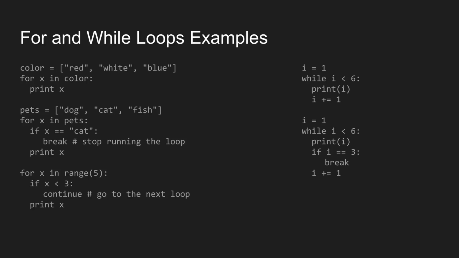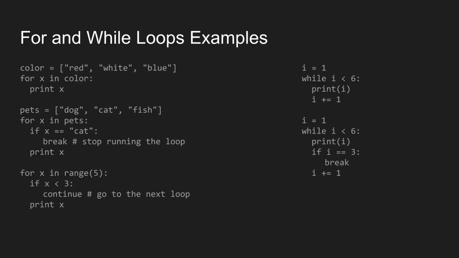But for instance, your list of colors: red, white, and blue. For x in color, you're going to print the color, basically, and then you're going to untab. If you're in the REPL, you can hit enter, enter, and it's just going to run through your list. Same as for pets, right?